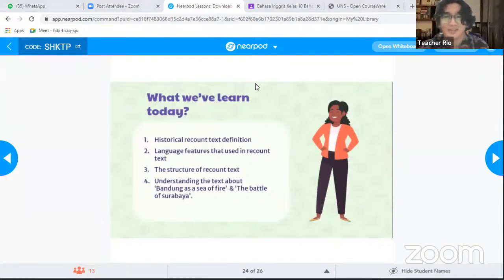Okay, so we come to the last class for today's meeting, and what we have learned today is, first, the definition of historical recount, second, the language features used in a recount text, third, the structure of recount text, and lastly, the fourth, understanding the text about Bandung as a Sea of Fire and the Battle of Surabaya.